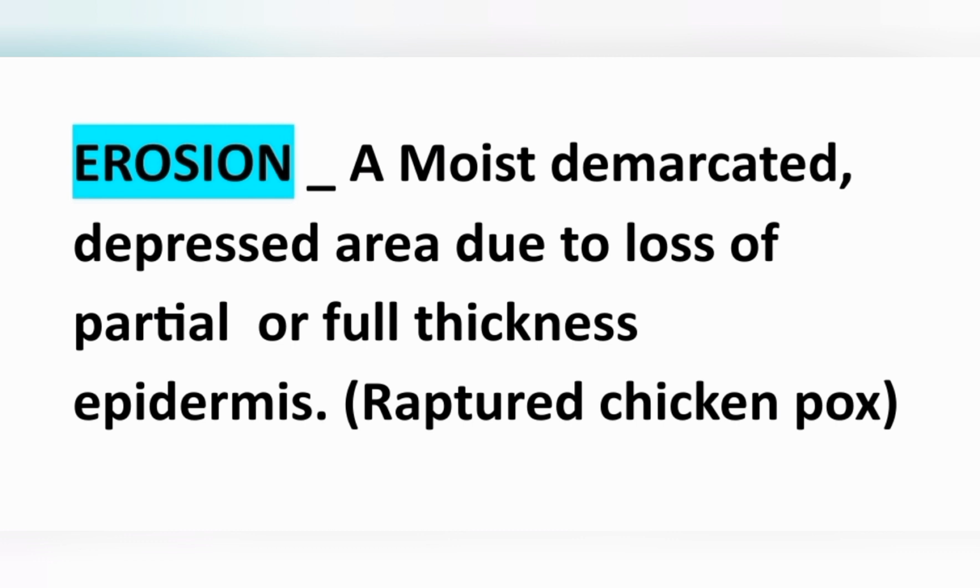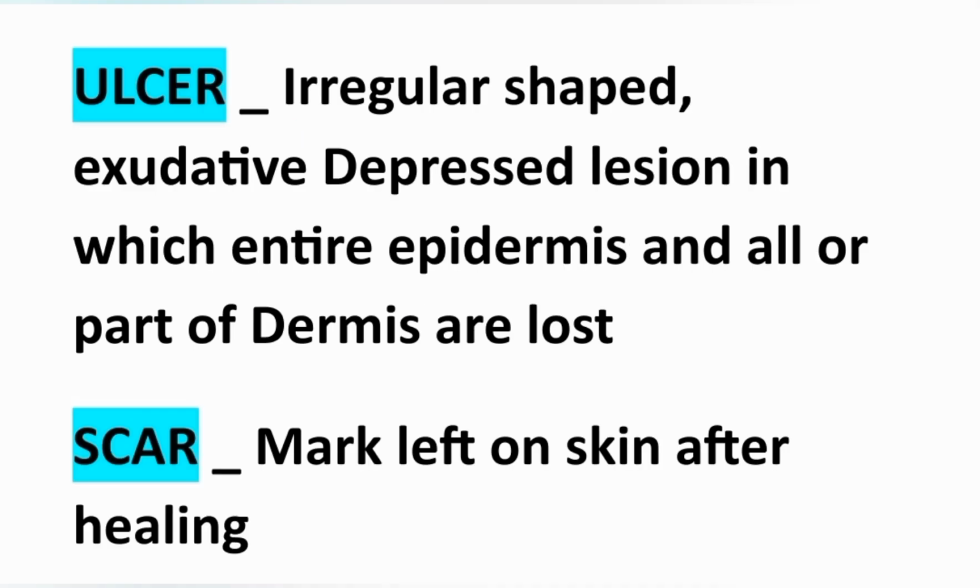The next point is ulcer. Ulcer is an irregular shaped exudative depressed lesion in which the entire epidermis and all or part of the dermis are lost. Here ulcer, as we all know, for example, pressure ulcer or decubitus ulcer. These lesions are irregular shaped and the dermis or epidermis will be lost. That is known as ulcer. Ulcer is an irregular shaped exudative depressed lesion.